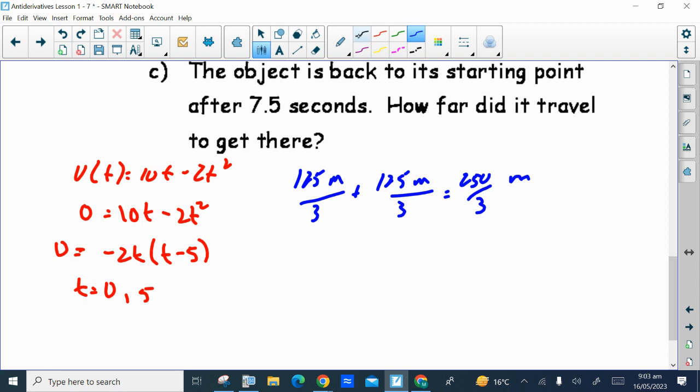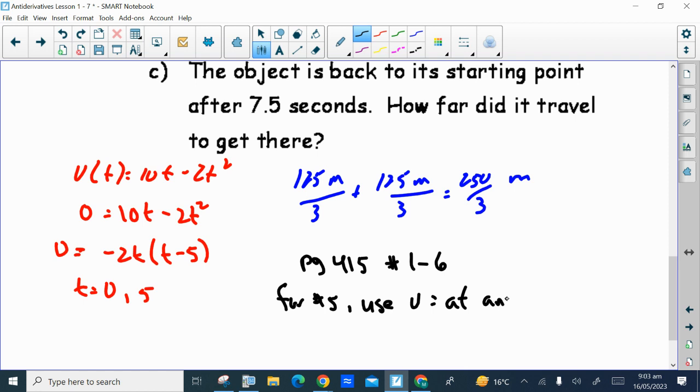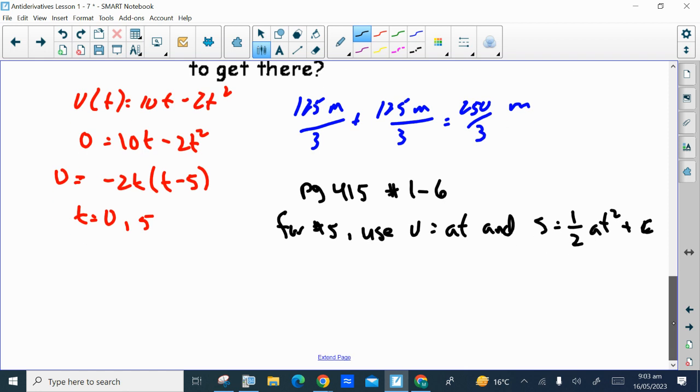All right, so what you can work on page 415, questions 1 through 6. So there's a couple things I want to make note of here. For number 5, it's one of those proof ones. You're going to use V equals A times T, and you're also going to use the fact that S equals 1/2 AT squared plus C. So those are formulas that we worked with before.